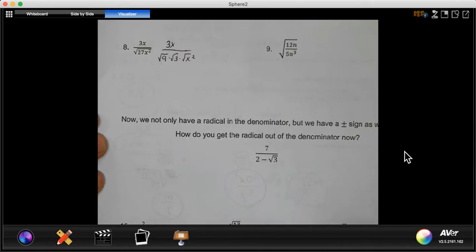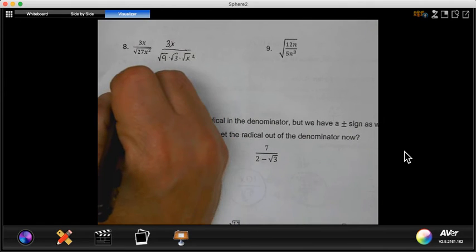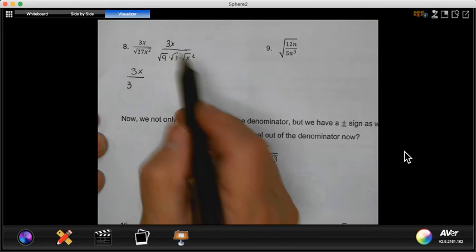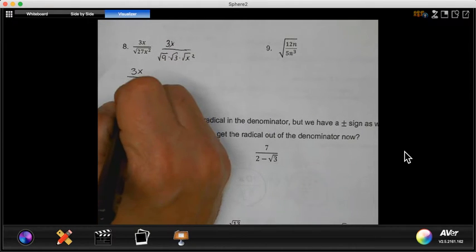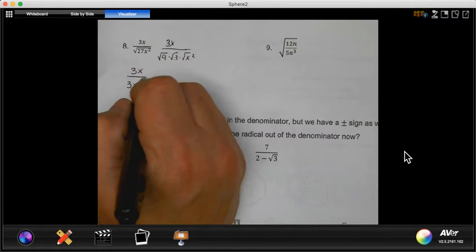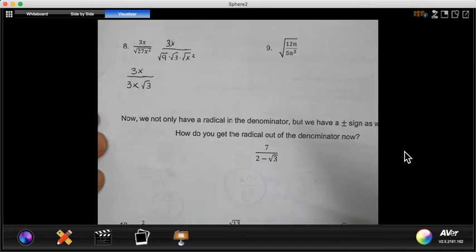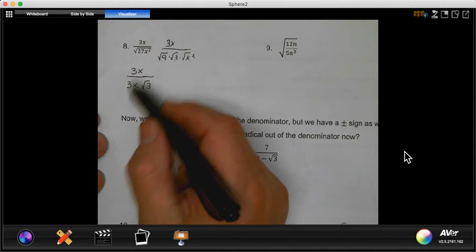Now we make everything simple. Root 9 is 3, so I've got 3x over 3. So the square root of 9 is 3. Square root x squared is x. And then I still have the root 3 in the bottom. So I simplified it. I'm not supposed to have this root down here, but I can simplify first, right?